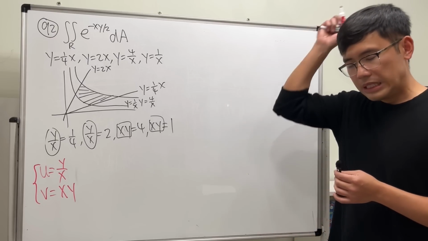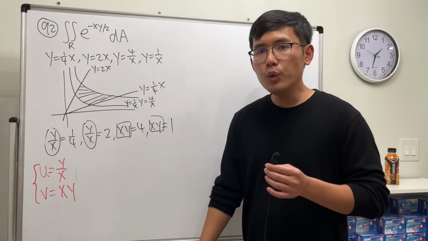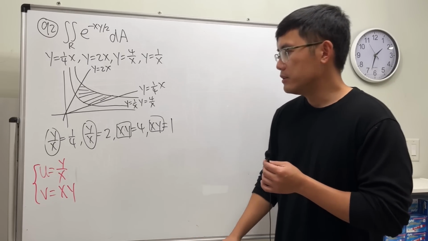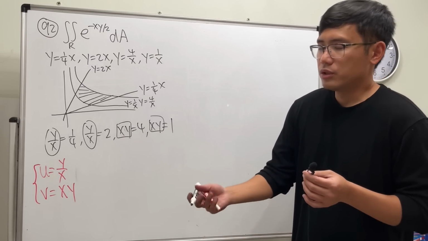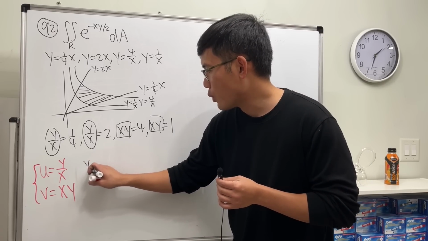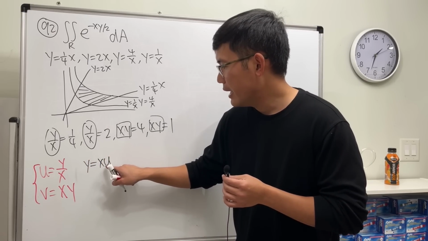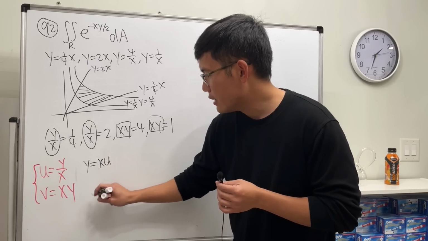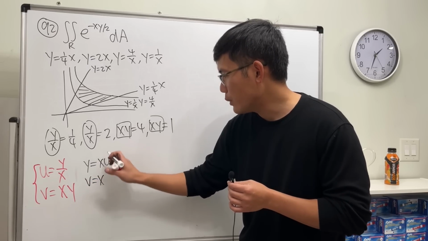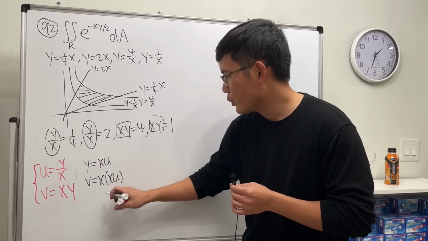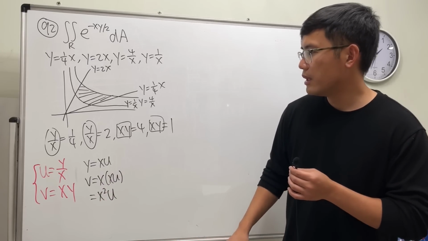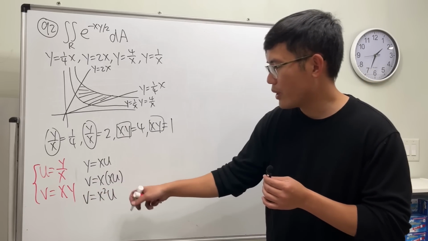Now after we pick this, we will have to get x and y in terms of u and v. How do we do that? Just solve the system of equations. Multiply by x on both sides, so this tells us y equals x times u. Then I will put this in for y, so that gives us v equals x times y, which is x times xu, which is x squared u. Yes, v equals x squared u.